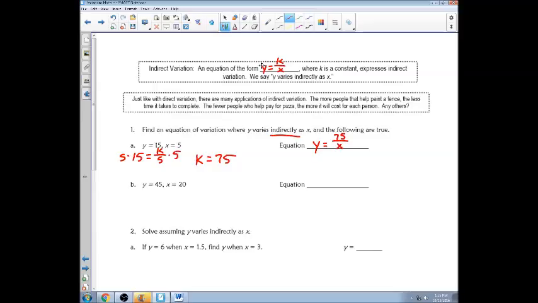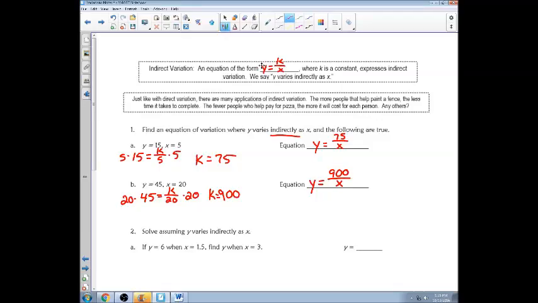Okay. On to b. I'm going to take 45 is equal to, again, it's still indirect, so k over 20, multiply by 20, just solving for k. So k would equal 900. Oops, didn't put the equal sign in there, did I? k would equal 900. So my equation would be y equals 900 over x.